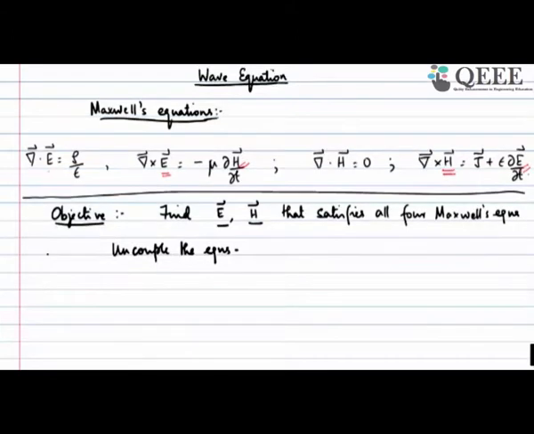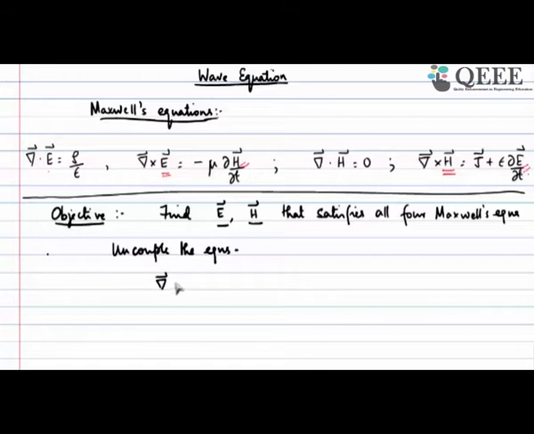And if you see, E and H are coupled. Curl of E is related to H and curl of H is related to E. So you basically want to uncouple the equations so that we are in a better position to solve. They are coupled because E is related to H and H is related to E. So I am going to uncouple that. So how do we uncouple that?